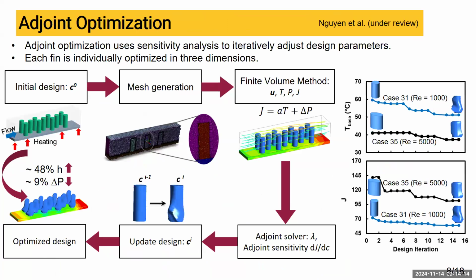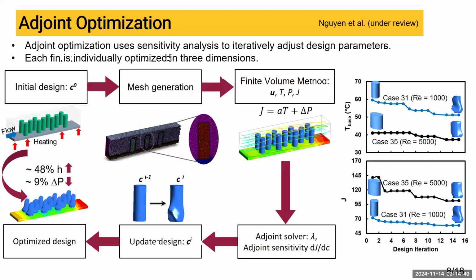The second method is the adjoint method. The first three steps are just like what we normally do when building a numerical simulation model. First, creating the initial design geometry, mesh generation, and then running CFD analysis. After getting the physical quantities like temperature and pressure drop, we calculate the objective function J and the adjoint sensitivity.